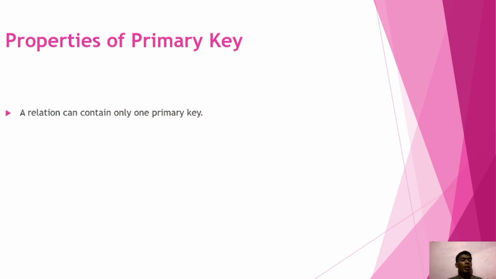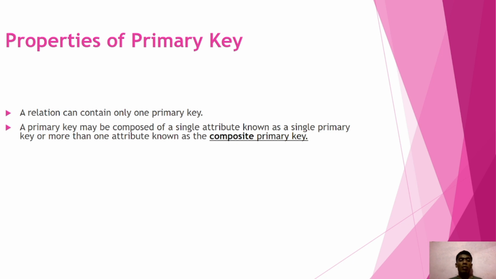Properties of primary key. First property is a relation can contain only one primary key. Second, a primary key may be composed of a single attribute, known as a single primary key, or of many attributes, known as a composite primary key. Third point, a primary key is also known as a minimum super key. Note the point.